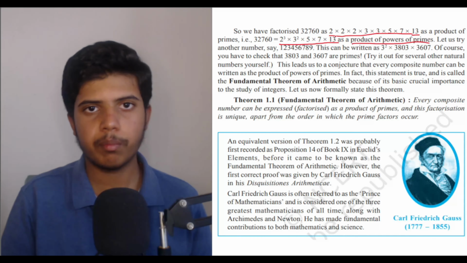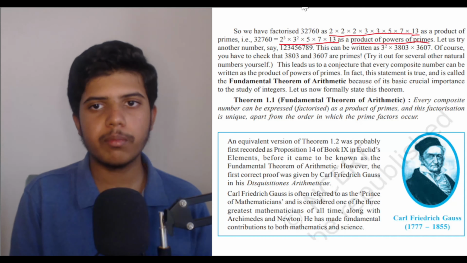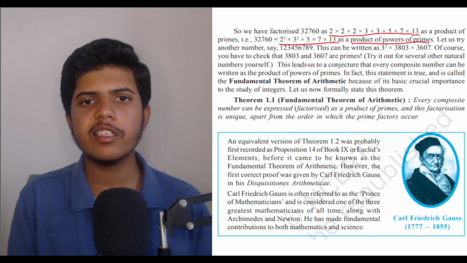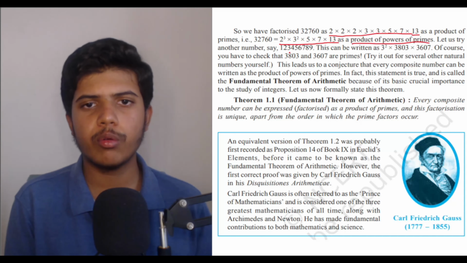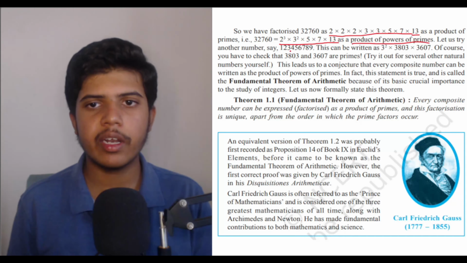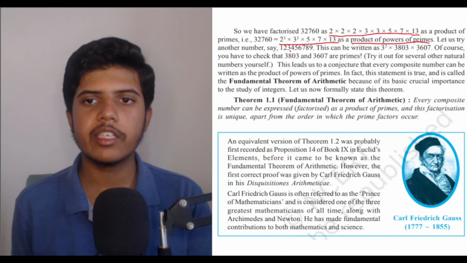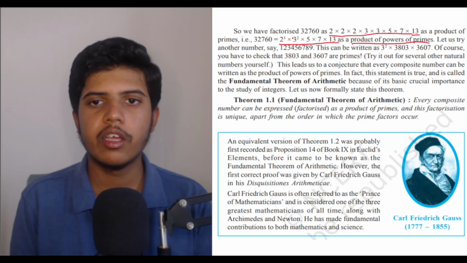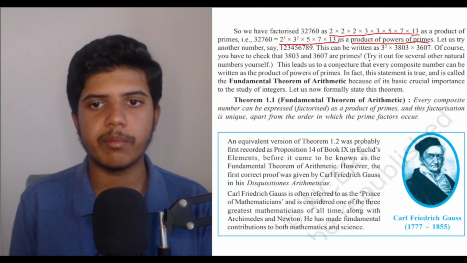2 cube is a power, right, of 2. So it's a power of prime. Let us try another number. Say 1, 2, 3, 4, 5, 6, 7, 8, 9 can be written as 3 square into 3803 into 3607. So 3803 and 3607 are primes. You will have to check that they are primes.